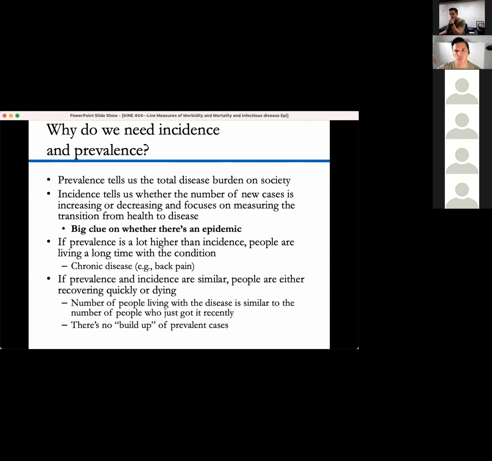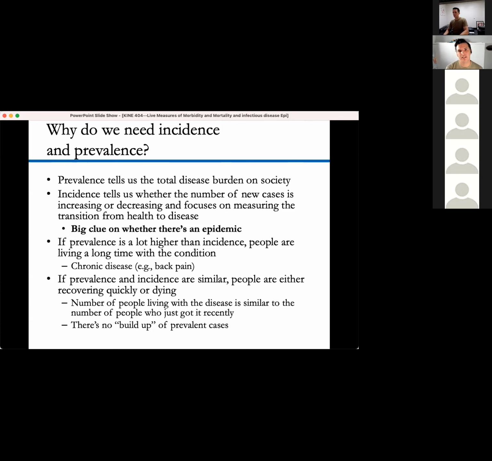So that epidemic, meaning that as our incidence increases, that tells us whether or not we're seeing a problem in that particular population. If prevalence is a lot higher than incidence, that means that people are living a long time with the condition. For example, with most chronic diseases like diabetes and heart disease, our prevalence is typically much higher than our incidence because people live for many years with those particular diseases.